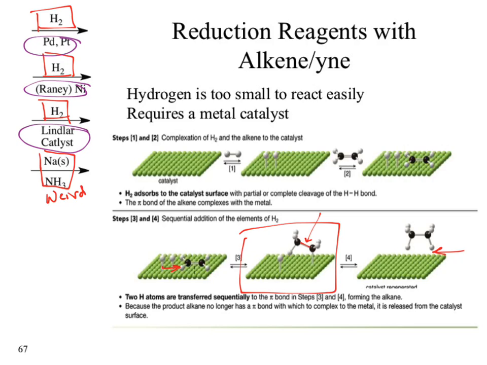Palladium, platinum, nickel, Lindlar catalyst. Why would I choose one over the other? They do slightly different things depending on the reagent we're working with. All of them are a metal surface, coordinating the hydrogen and coordinating our pi bond. But they have varying abilities to coordinate pi bonds. Why might that be important for us?